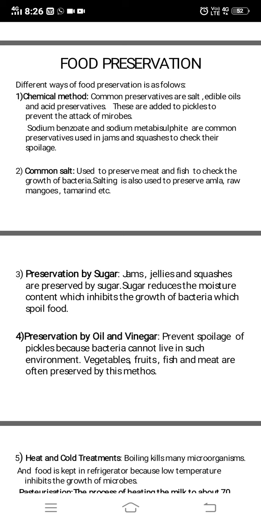Sodium benzoate and sodium metabisulfate are common preservatives. If you buy some pickle from the market, just see the ingredients that are written on it. You might find these names written: sodium benzoate, sodium metabisulfate. These are actually preservatives. They are commonly used in jams and squashes to check their spoilage. You can check a jam or squash bottle, and mostly you will find sodium benzoate and sodium metabisulfate written on it.